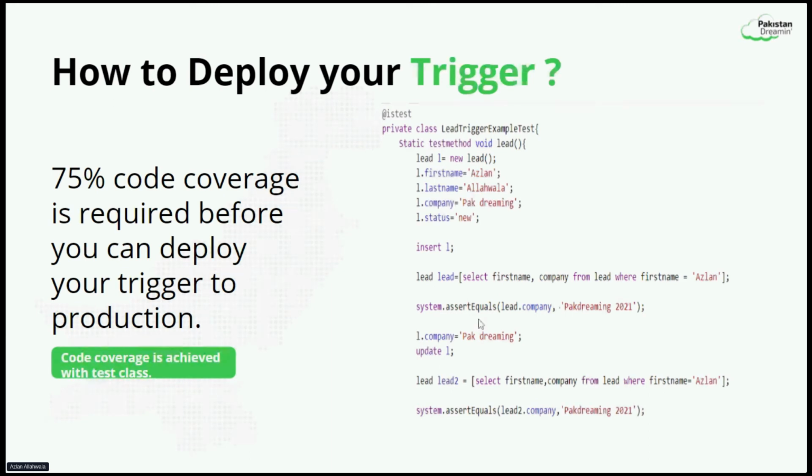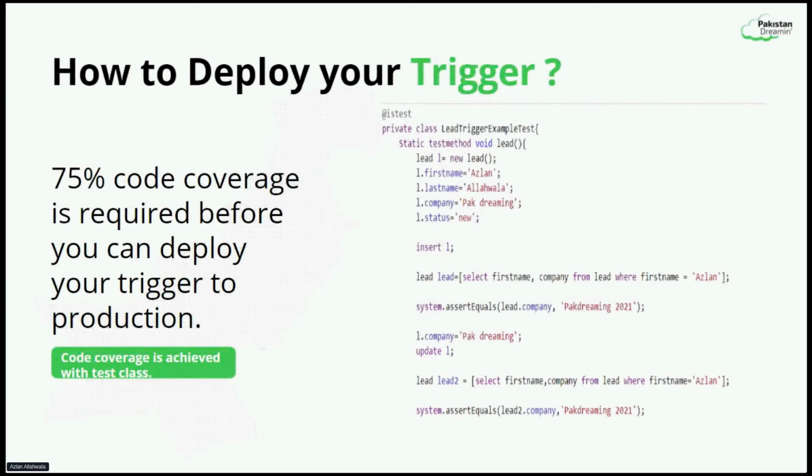So now I'm updating the company name to Park Dreaming and updating L. When I update L, the before update trigger will fire again. And again, I'm fetching the query and I'm checking for the assert condition, whether the update command updated it or not.